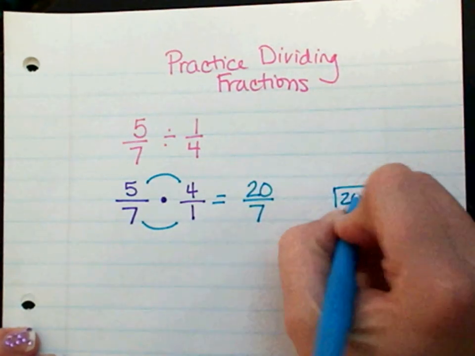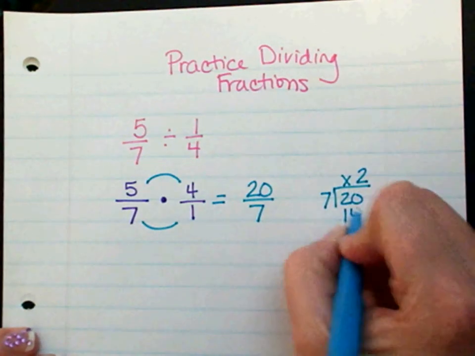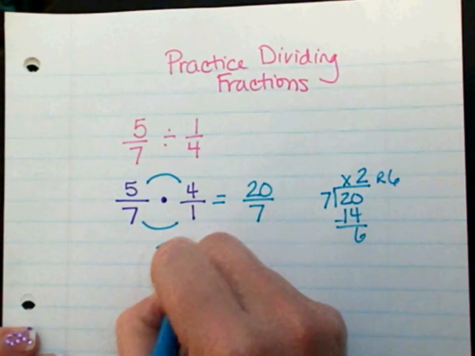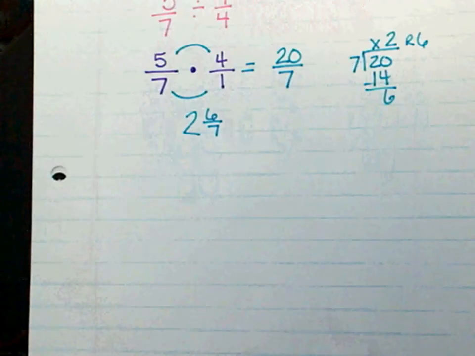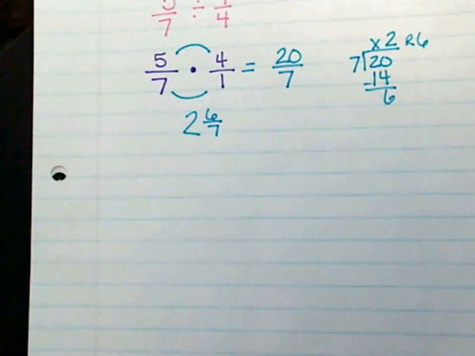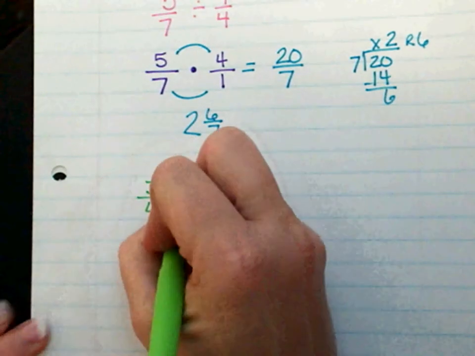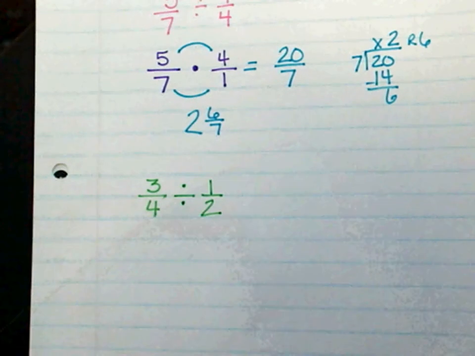And our multiplication rules come into play where we multiply the top times the top, bottom times the bottom. And then I do have an improper, so I need to get that out. 7 doesn't go into 2, but it goes into 20. And your answer would be 2 6/7.